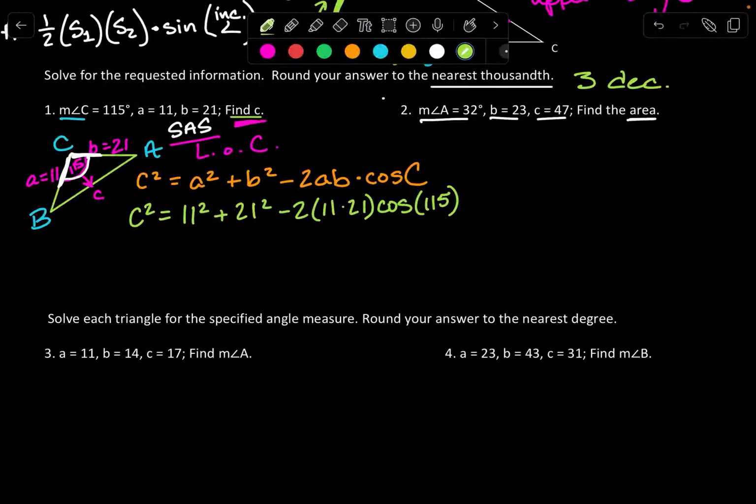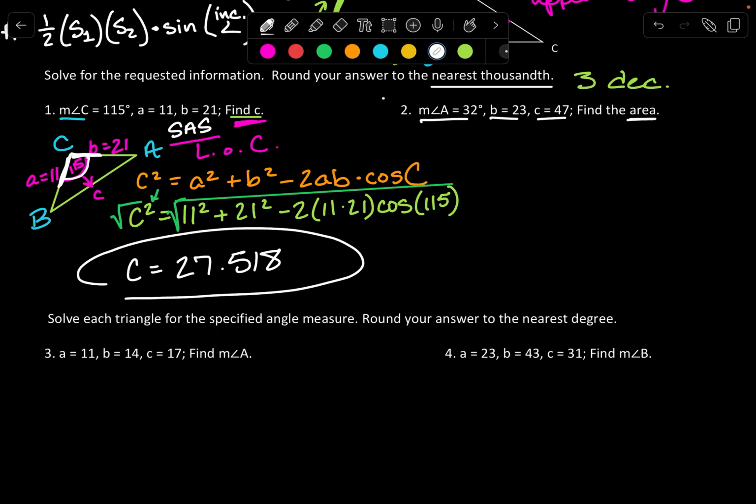So again, for this stage, we need to get rid of this exponent of 2, which means we need to square root both sides. And so you could actually type this entire expression into your calculator. And when you do that, you should get that C is 27.518. That's the length of the side.